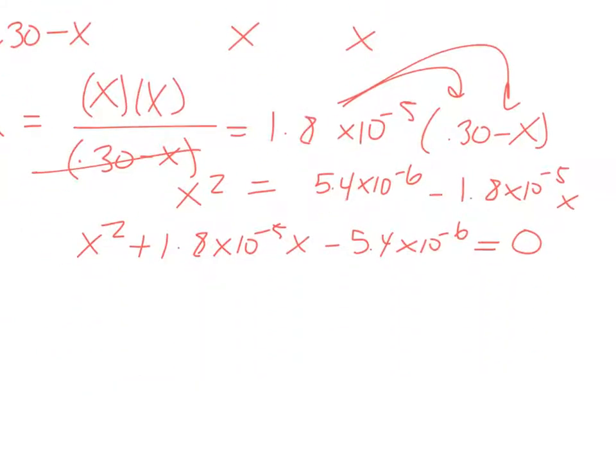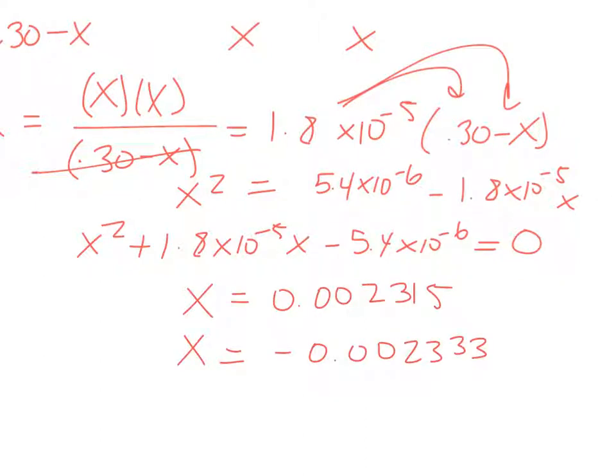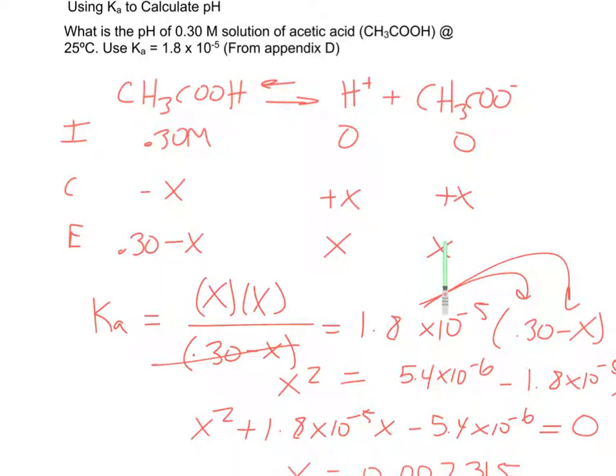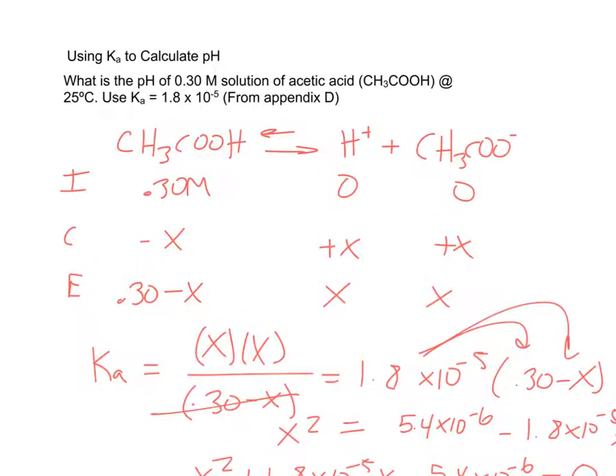Now I'm going to use a quadratic solver to find my two X's. After using a quadratic solver, I found that my two X's are equal to 0.002315 and negative 0.002333. Now I know this one's negative, and X can't be negative because when I plug it into the table above, my values for X cannot be negative, so I'm going to use the positive value. Let's solve for X. Well, actually we've solved for X. In this case, X is equal to H plus, as I pointed out right up here.